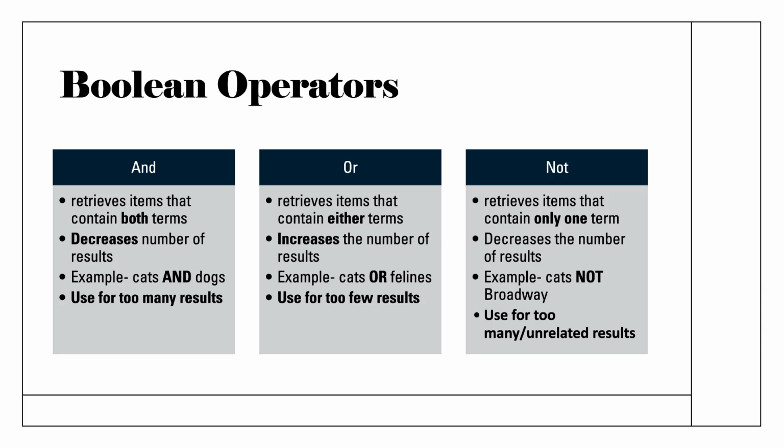The operator NOT retrieves items that only contain one term, and it decreases the number of results. So NOT is best used when the original search has too many results or results that are unrelated to the topic. For example, if I add cats NOT Broadway, it would return articles containing the word cats and not containing the word Broadway. So articles that mention the Broadway musical would be removed from the results.